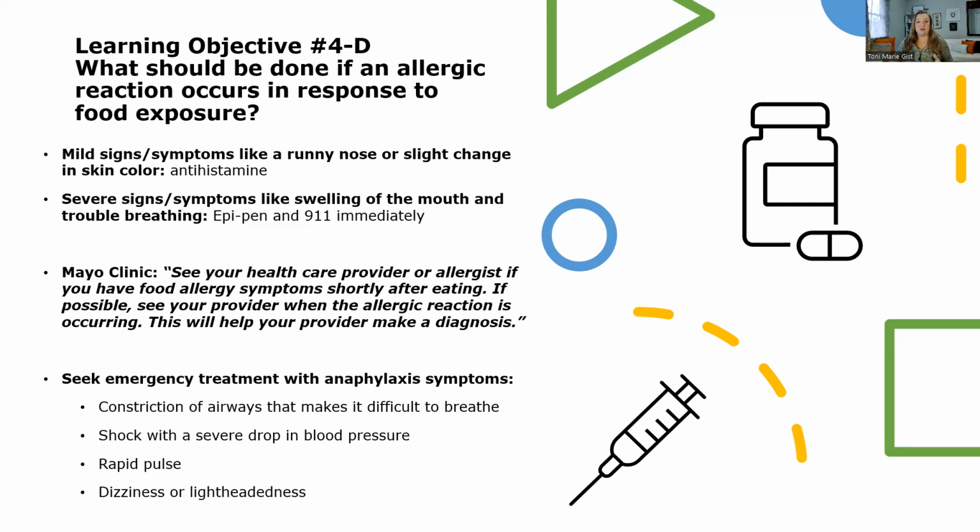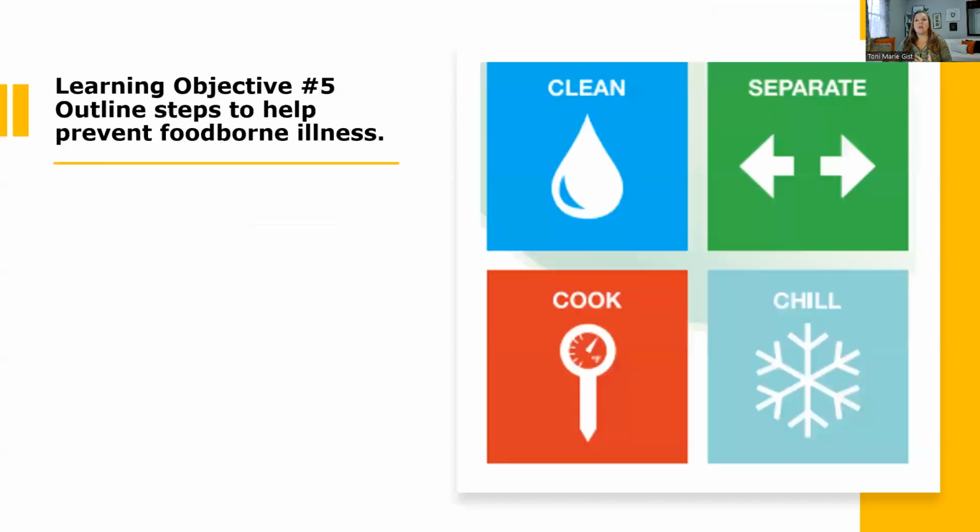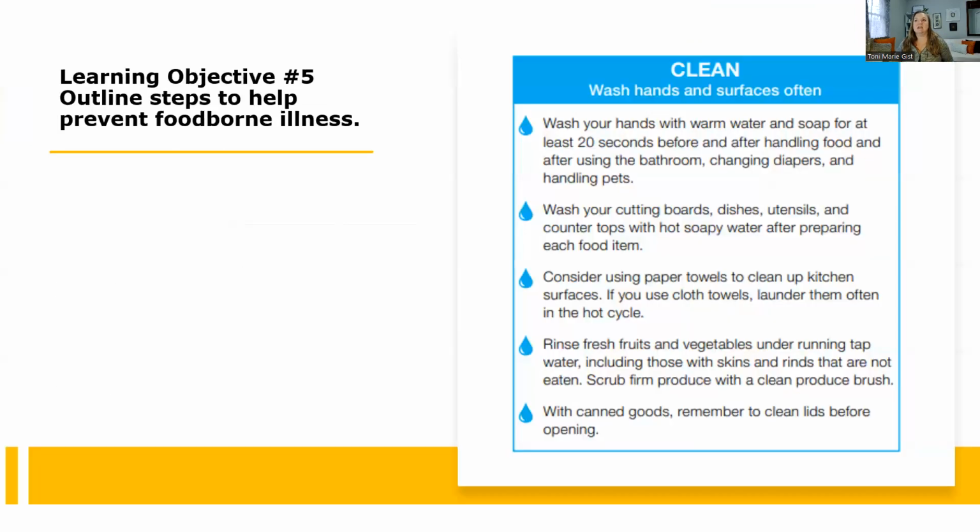Regardless of whether you have allergies or not, as you prepare food, as you purchase food, as you store food, we want to make sure that we prevent foodborne illness, and we do everything we possibly can. There are 4 steps to this: clean, separate, cook, and chill. What we mean by cleaning is we've got these steps to help prevent foodborne illness.